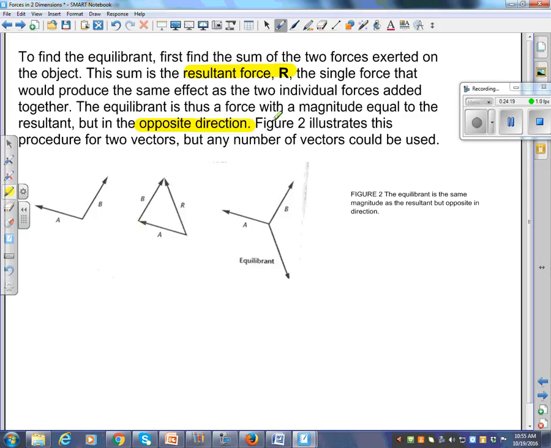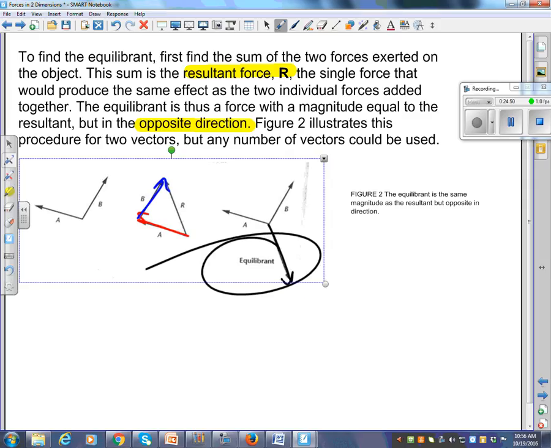So here we've got A and B. We're going to add them tip to tail. Whoopsie, that didn't work out so well. I'll try again. I have to do different colors. There's A, there's B, so we're going to place them tip to tail, and we end up with the resultant, but then we take that and we reverse it. And that, my friends, is known as the equilibrant.